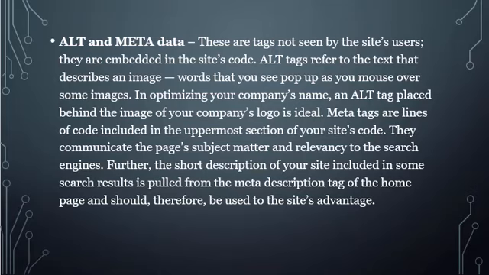Now comes the ALT and meta tags. These are the tags that are not seen by site's users. They are embedded in the site's code. ALT tags refer to the text that describes an image, as words that you saw pop up as you mouse over some images. In optimizing your company's name, an ALT tag placed behind the image of your company's logo is ideal.